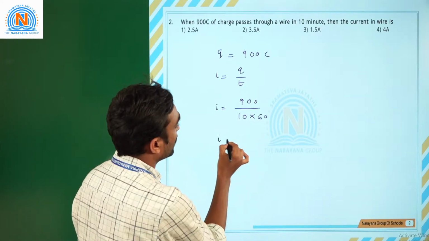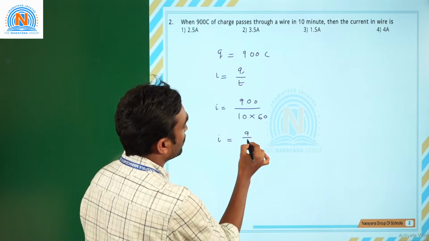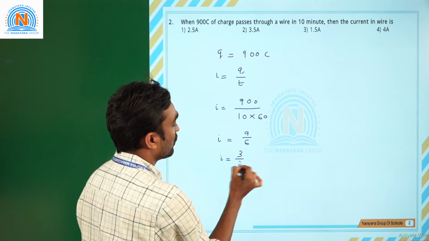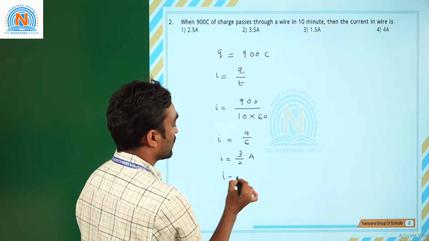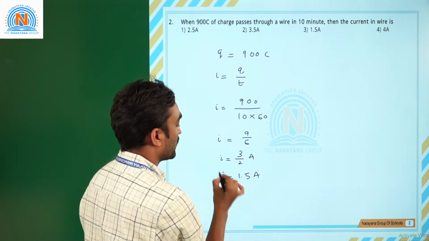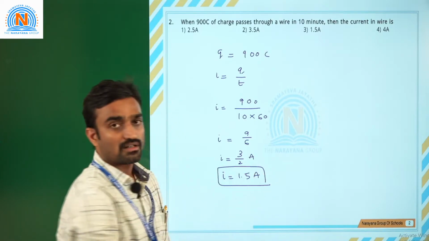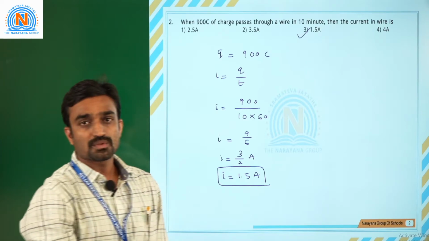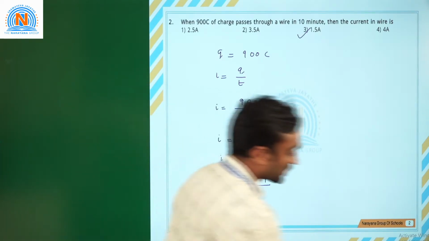Now the value of current equal to 9 upon 6. Upon simplifying this we will get the value as 3 upon 2 amperes. So the value of the current is 1.5 amperes. So here our option is 3. So option 3 is correct. Let's move to the next question.